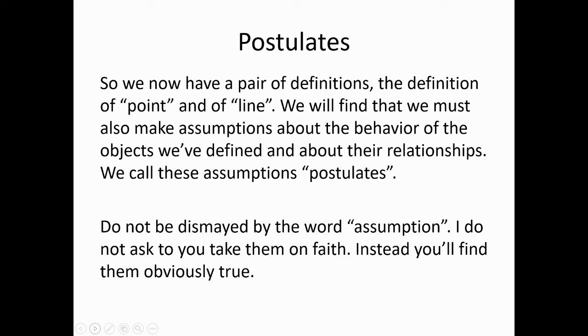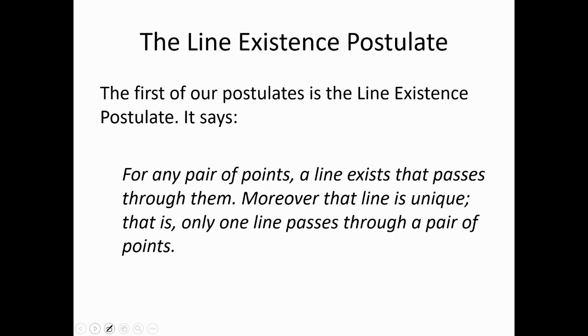Okay. And again, as we said in the previous section, a postulate is a basic assumption that I believe you will find obviously true. So let me propose to you this postulate, our first official postulate for the class. It's called the line existence postulate. It says this: for any pair of points, a line exists that passes through them. Moreover, that line is unique. That is, only one line passes through a pair of points.